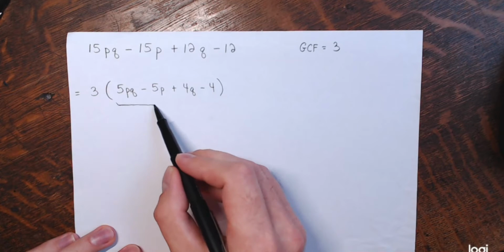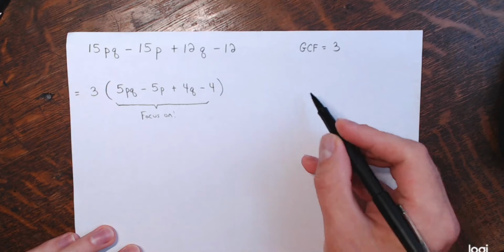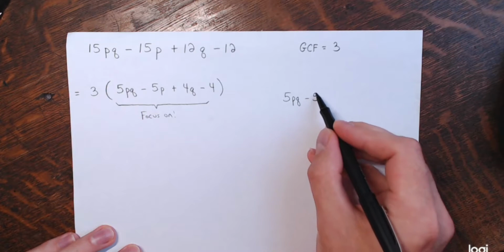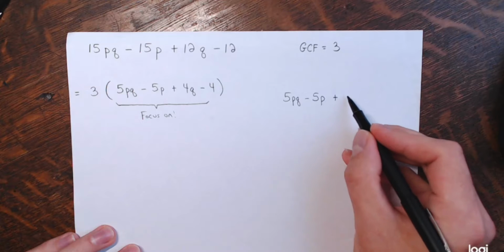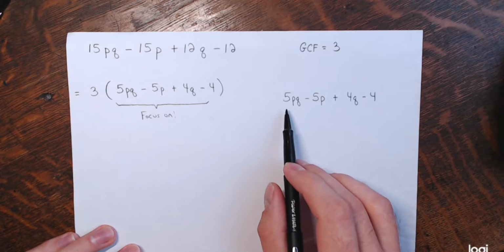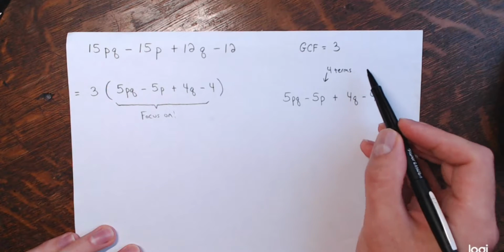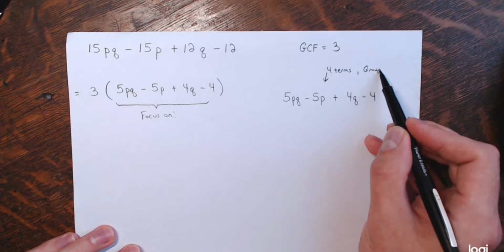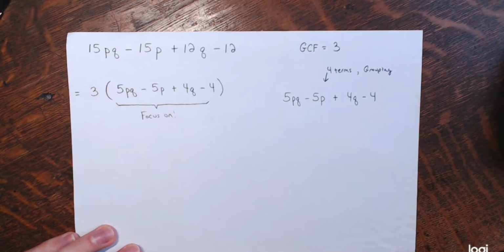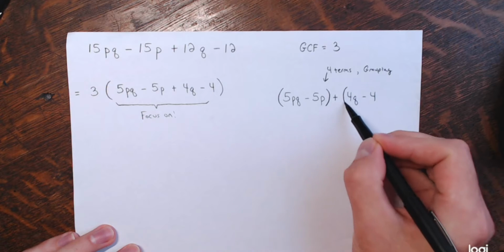Now I'm going to focus on this factor, and I'll write it off to the side. 5pq minus 5p plus 4q minus 4. And then I pull out the GCF already. Now I notice that this has 4 terms the way it's written, so I'm going to try that factoring by grouping. Now this is one that will work where you break it up into groups of 2. So here's a group with the first 2 terms, plus here's the group with the second 2 terms.